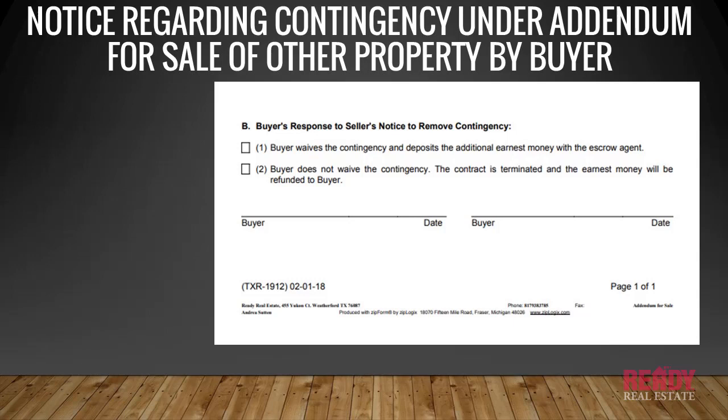The bottom part of the same notice is where the buyer will respond to the seller. So box number 1, the buyer waives the contingency and deposits the additional earnest money. Or box 2, the buyer is terminating the contract and they would like to receive their earnest money back. Have your buyers sign it and return to the listing agent.